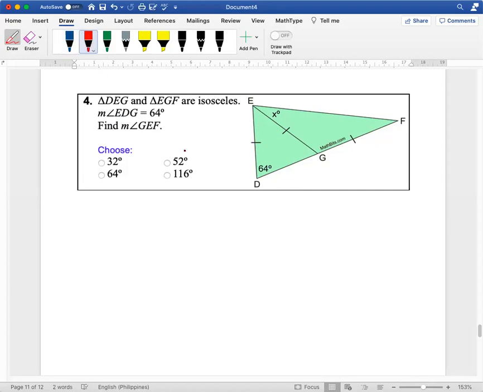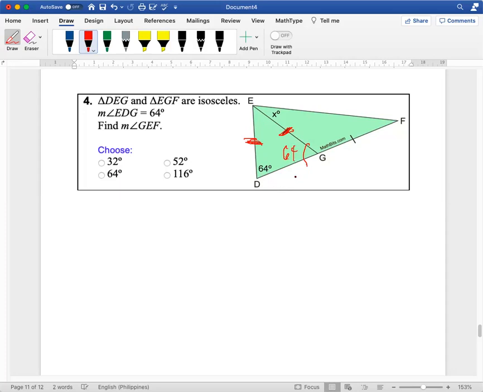All right, so now let's use the definition and the concepts about the isosceles triangle. Let's take a look at triangle DEG. Triangle DEG is isosceles, and as we could see, there are tick marks here, which means these sides are congruent. Using the theorem of isosceles triangle, if two sides of a triangle are congruent, then their opposite angles are also congruent. So if this is 64, this is also 64, right?